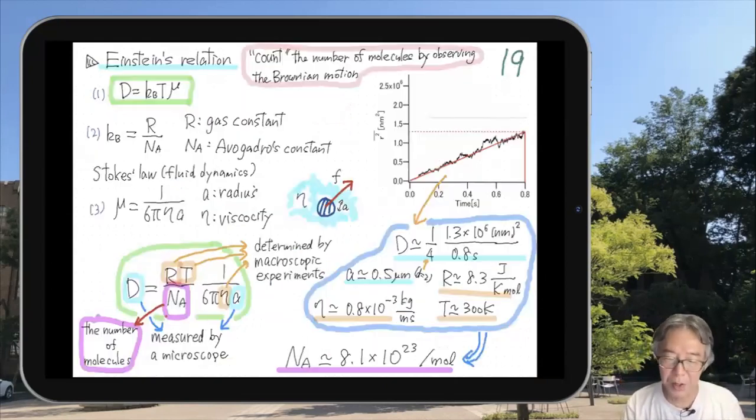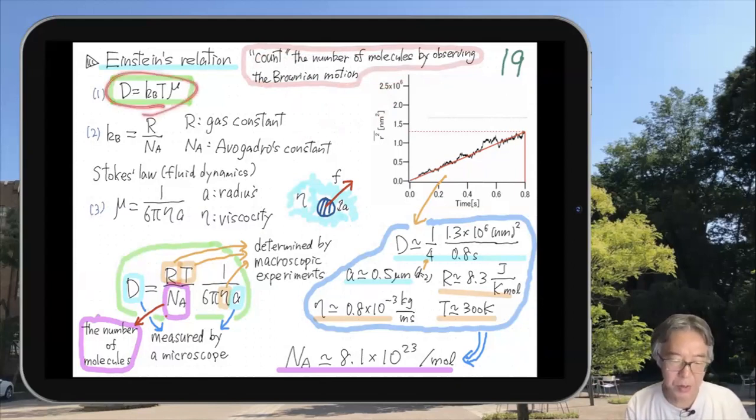But what did Einstein do with this relation? One purpose of Einstein was to count the number of molecules by observing the Brownian motion. At this time, it was 1905, and there was still an argument about the existence of molecules and atoms. One argument was that you can never count the number of molecules because you cannot see them. But Einstein showed one way of counting the number of molecules.